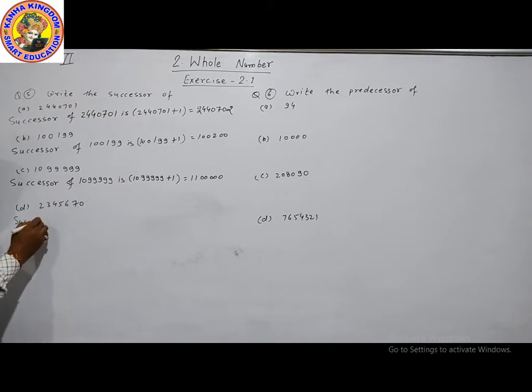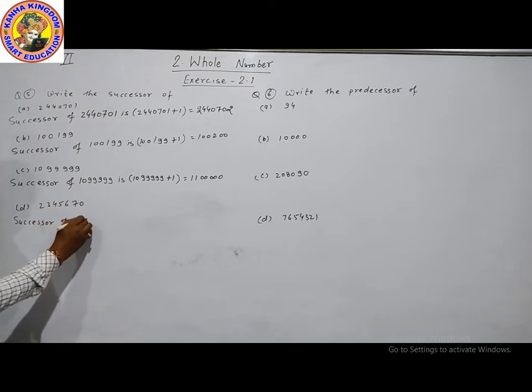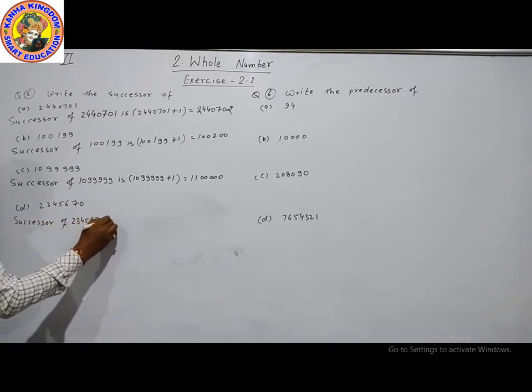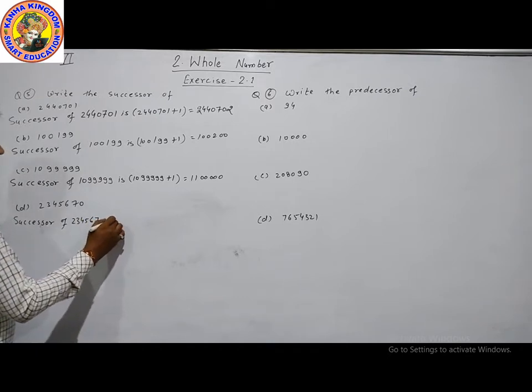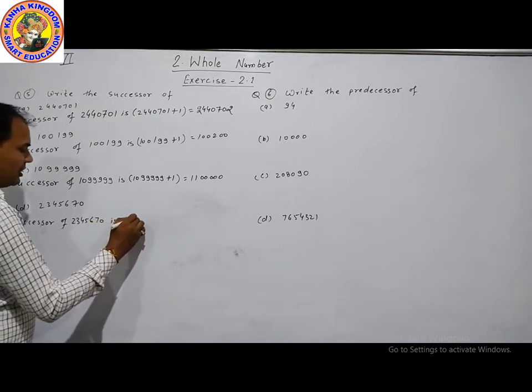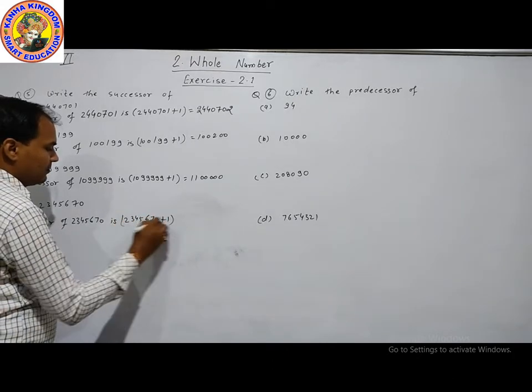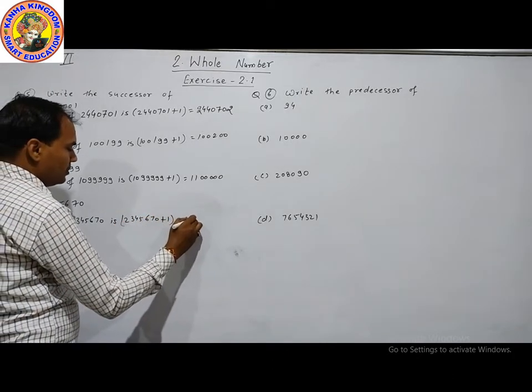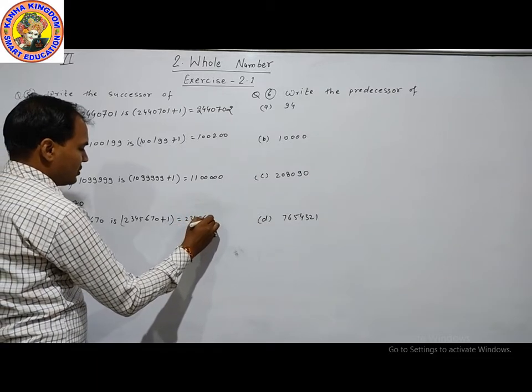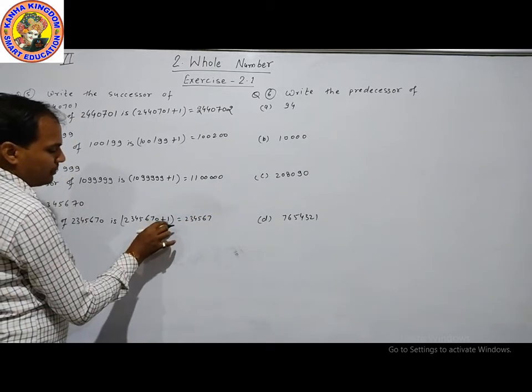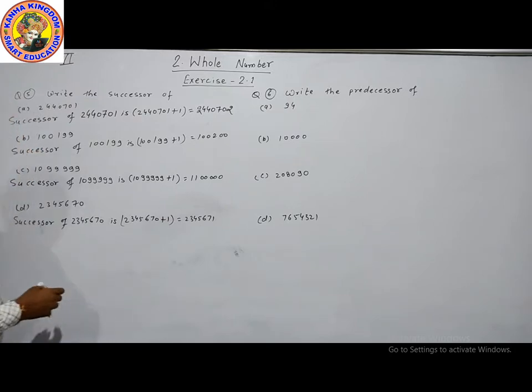Successor of 2,345,670 is, the successor will be found by plus 1. 2,345,670 plus 1. The answer is 2,345,671. 70 plus 1 is 71. So these are our answers.